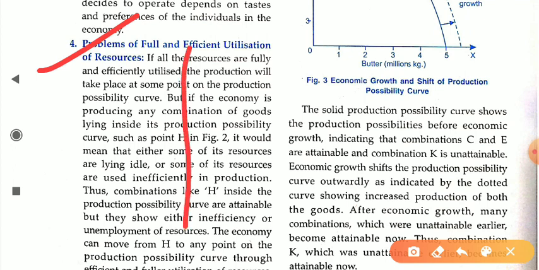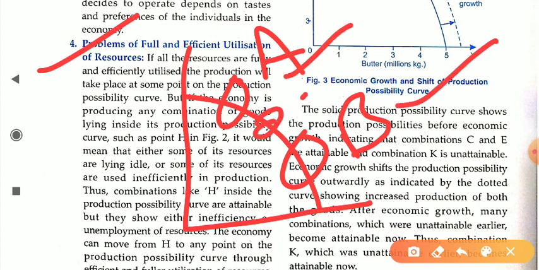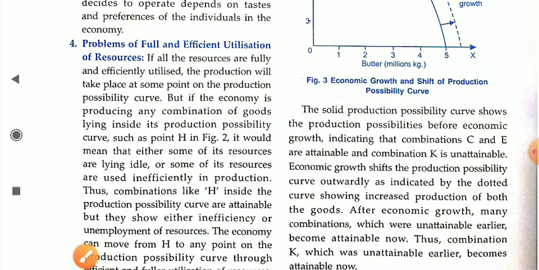In this case, suppose this is your PPC curve. Okay dear student, when you produce at fuller efficiency and fuller utilization of resources, then you will produce on the PPC curve. Suppose this is point A, this is point B. So when fuller utilization of resources takes place, it means you are producing on the PPC curve, maybe point B, maybe point A, or maybe point C. This is known as fuller utilization of resources.